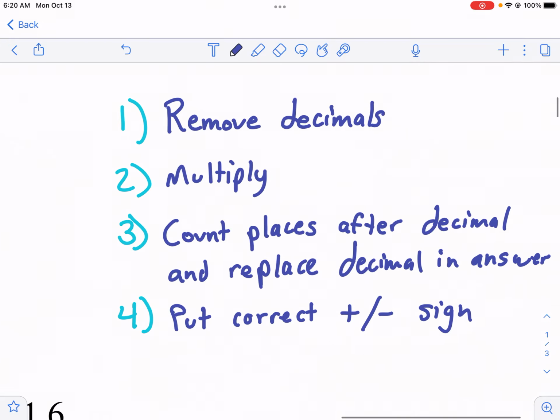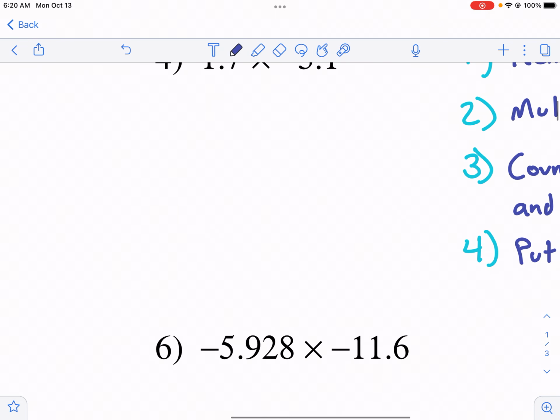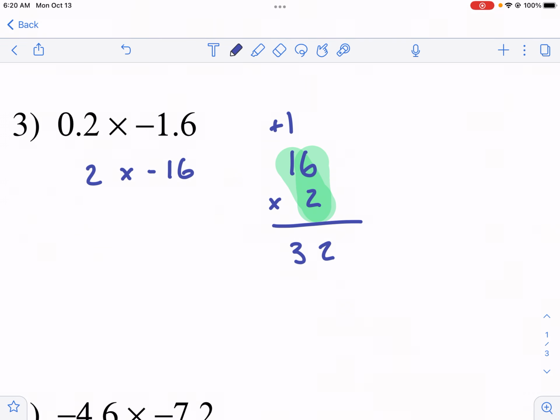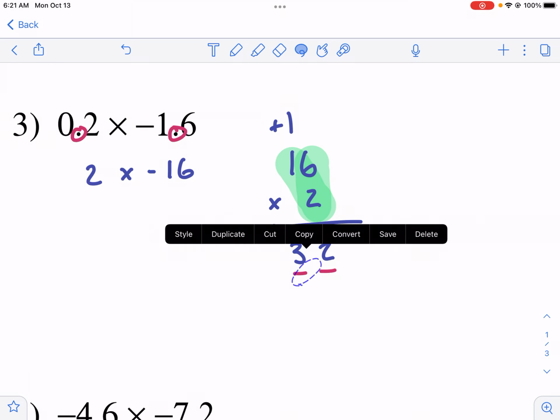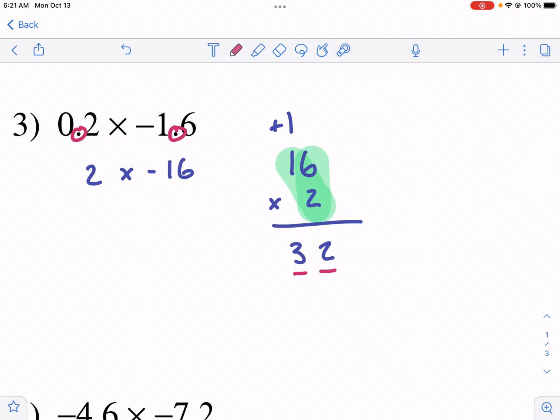My step 3 is count the places after the decimal or replace the decimal in the answer. So I need to put that decimal back in. I can't just ignore the decimal, otherwise it wouldn't have decimals in the question, correct? So I have here that there's 2 numbers that are after the decimal place in both the numbers that I'm multiplying. That means I need those same 2 places after the decimal in my answer. So 0.32, which I really should put a 0 in front, is going to be my decimal equivalent.